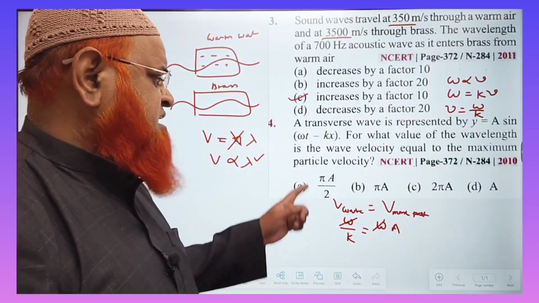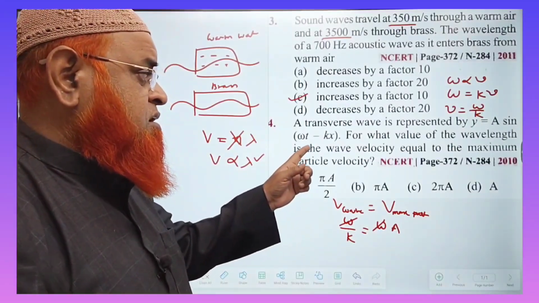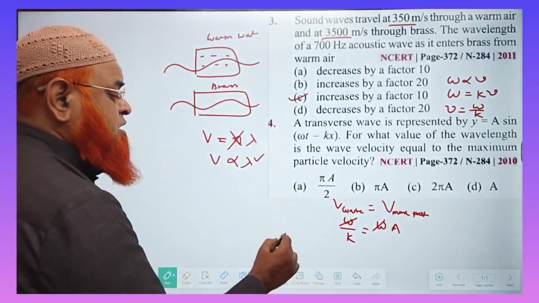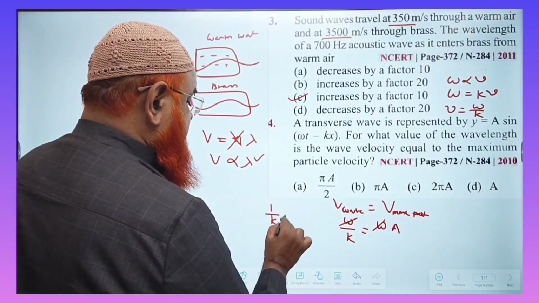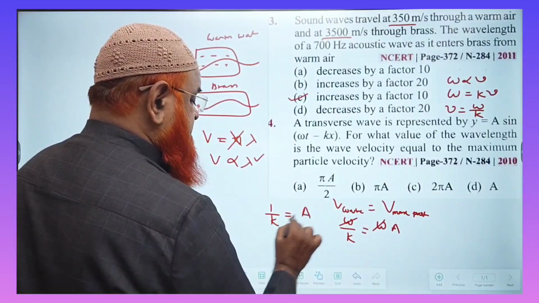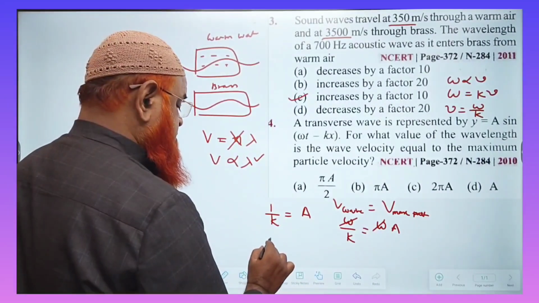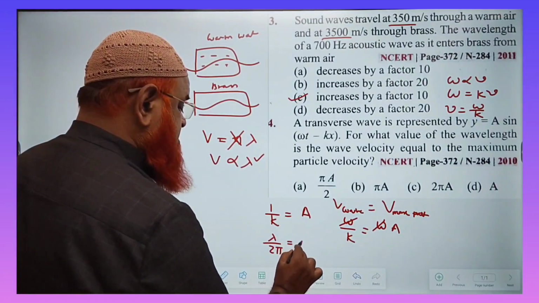Okay. And what is it asking us to find out? He is asking us to find out the value of wavelength. How are you going to find out the value of wavelength? Now, you can just see what is left here. 1 by k is equal to a. Okay, and you know k is nothing but 2 pi by lambda. You just substitute here now. 2 pi by lambda, which is nothing but a.